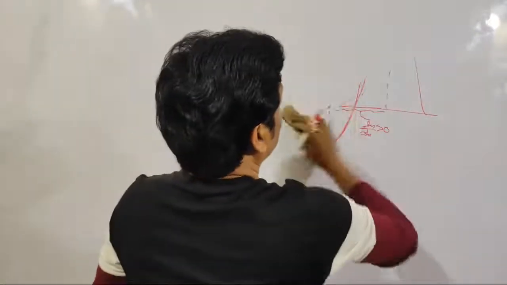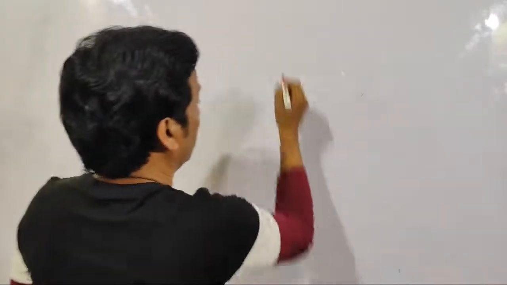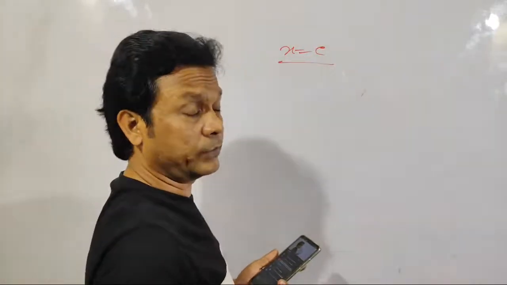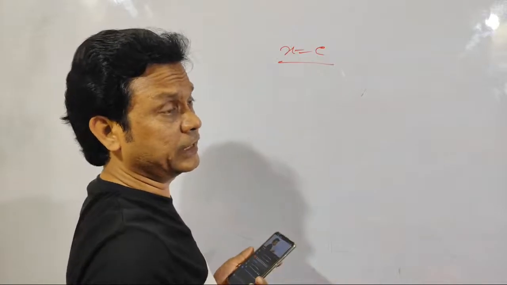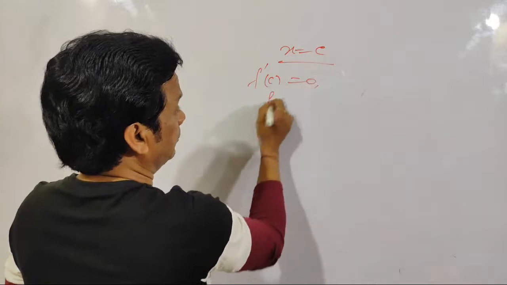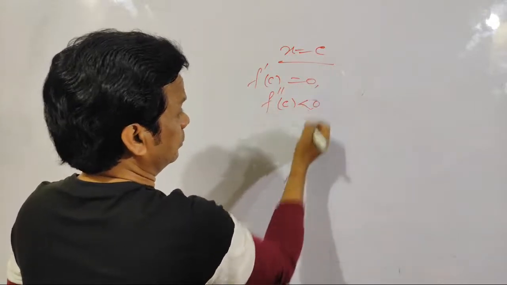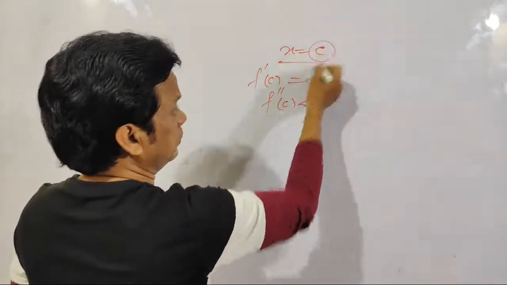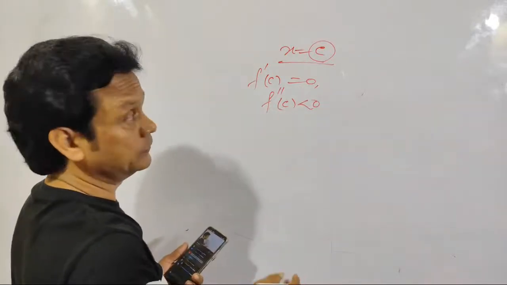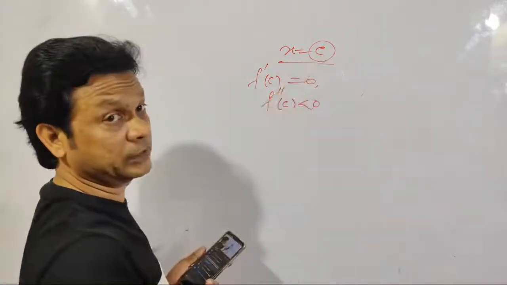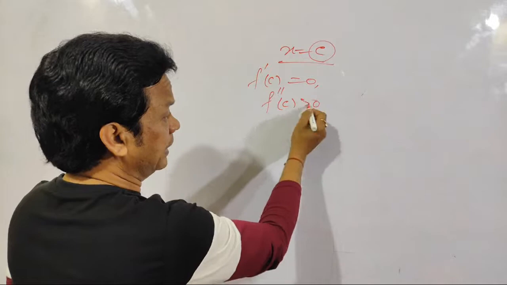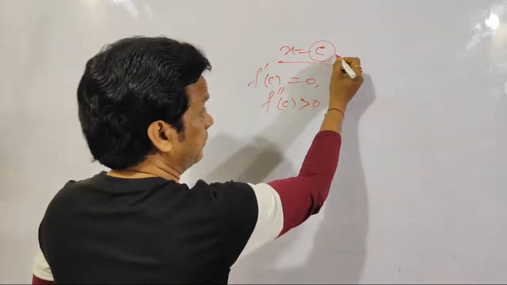And see here. Another condition is that at x is equal to c, under what condition does the function attain maxima and under what condition does the function attain minima? If f dash c is equal to 0 and f double dash c is less than 0, then the function attains maxima at x is equal to c. First derivative equal to 0 and the second derivative less than 0 at a certain point, then at that point the function attains maxima. And if the first derivative equals 0 and the second derivative is greater than 0, then the function attains minimum at this point.